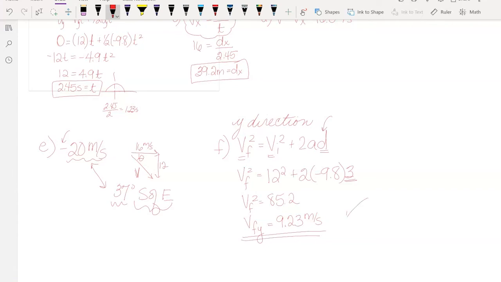Now, that's on the way up. On the other side, at the same level, coming down, it's negative 9.23 meters per second.